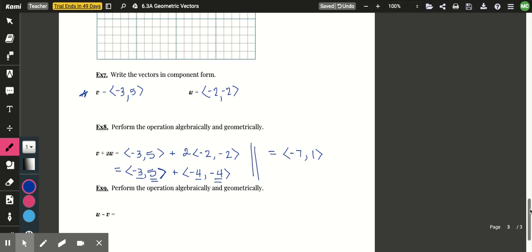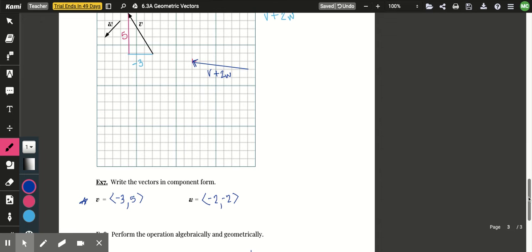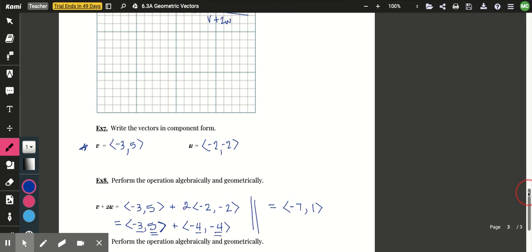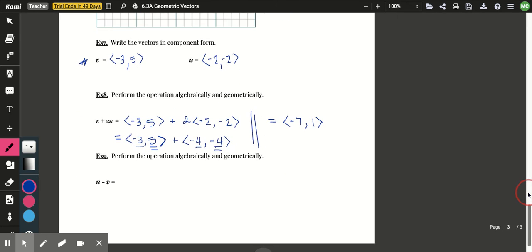Now if we take that and go back and look at what we drew, to get from the tail of the resultant vector that we drew to the head of the resultant vector, it looks like we would in fact have to go 7 to the left. So 1, 2, 3, 4, 5, 6, 7, and up 1. So algebraically or geometrically, we end up with the same result. It's kind of a nice thing. Let's go see what else we've got here.